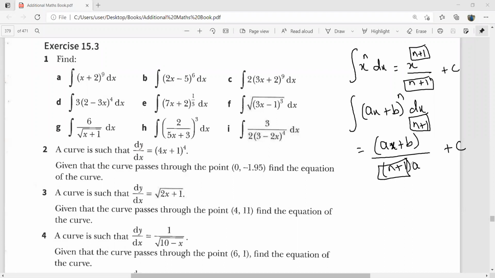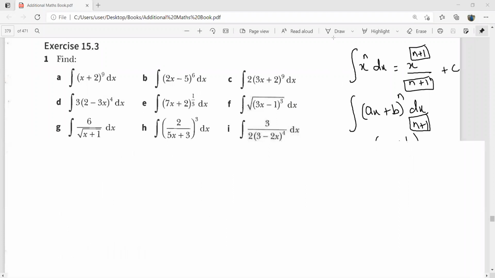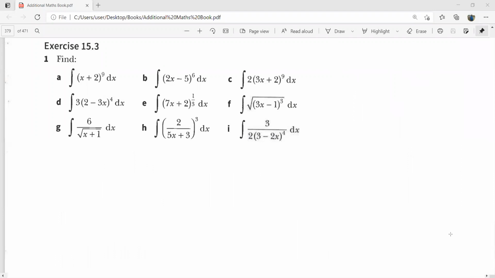Okay, now let us try some questions from here, and then you will be trying these questions yourself later on. So we are going to practice the second technique of integration.